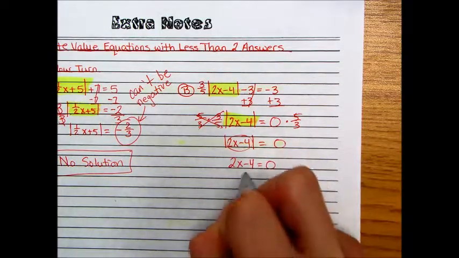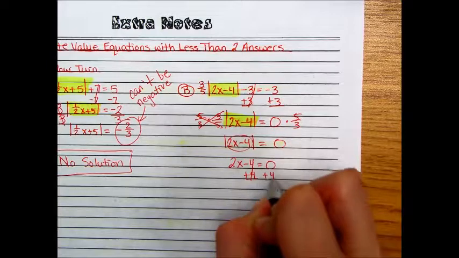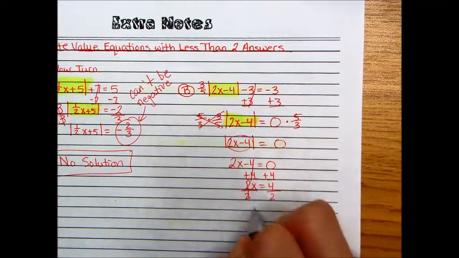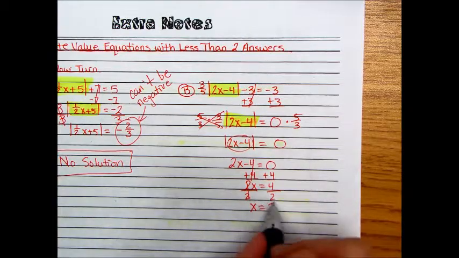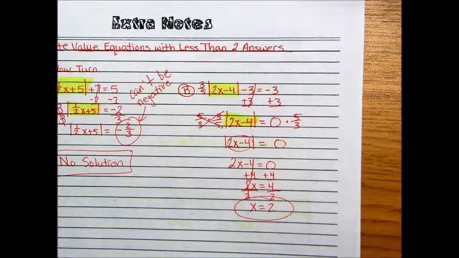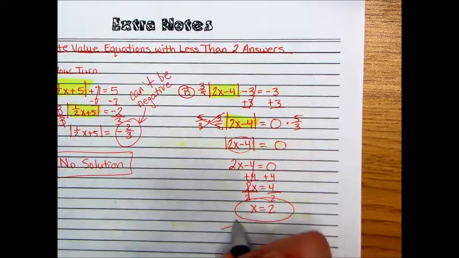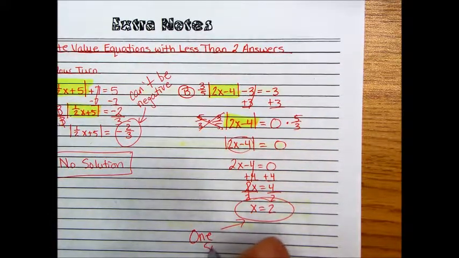2x minus 4 equals 0. Go ahead and solve it. You will get an answer. But my point is that's your only answer. You're not going to do it once for positive 0 and once for negative 0. There is one solution. Okay?